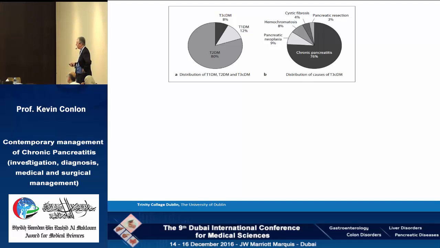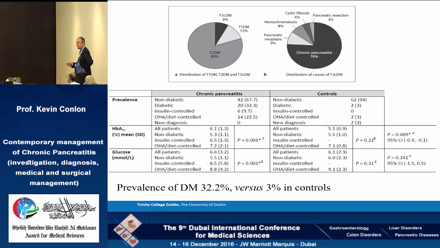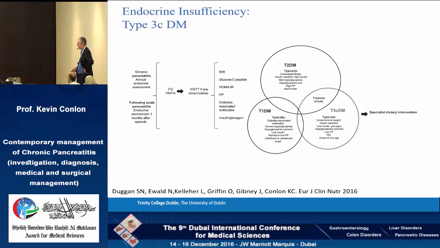And again, we looked at this in a smaller study of patients, and we found that the prevalence of type 3 diabetes is 33% versus 3% in controls. So this is a significant element of how we have to manage it. Sinead Duggan, who is my postdoc researcher and in charge of our laboratory, is now with the European Diabetic Group, writing guidelines for how to manage type 3 diabetes.